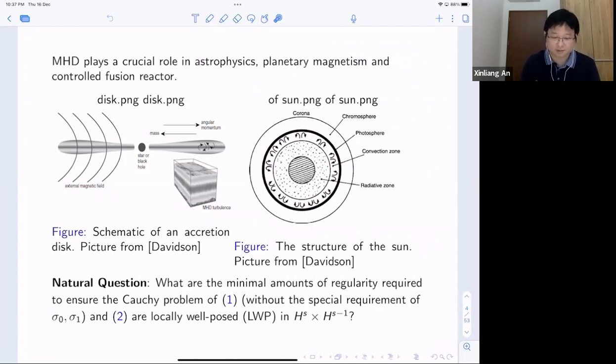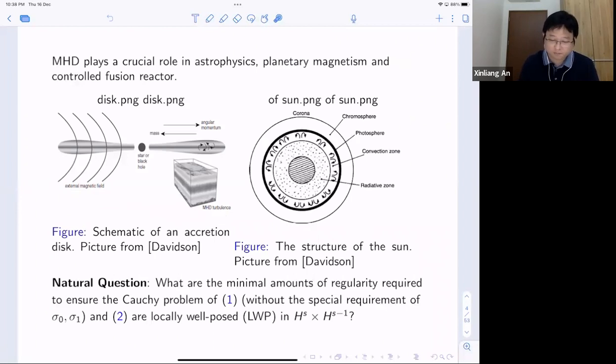Even though this hasn't been addressed from the mathematical side, in astrophysics people already address this with MHD. Let's say this will be for an accretion disk around a supermassive black hole, and there will be MHD phenomena involved. So this is also important for astrophysics.